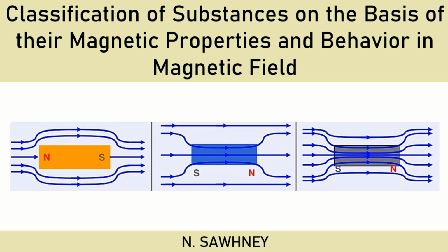Hello students, in this video we will study classification of substances on the basis of their magnetic properties and their behavior in the presence of magnetic field. We know that there are large number of elements and compounds on earth. So all substances are classified on the basis of their magnetic properties. So let us start.